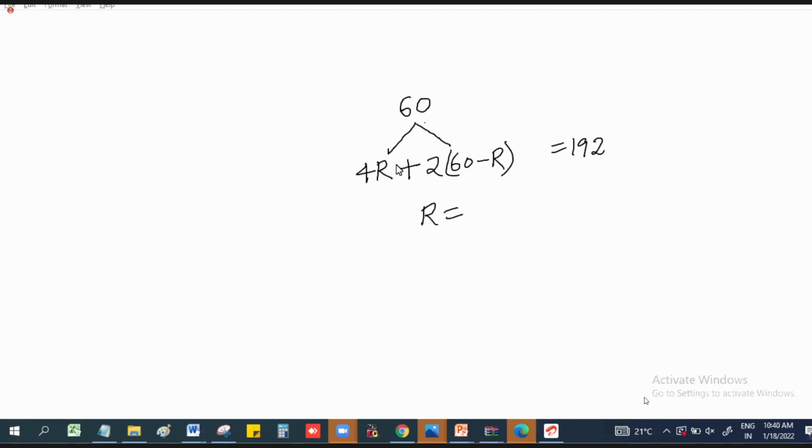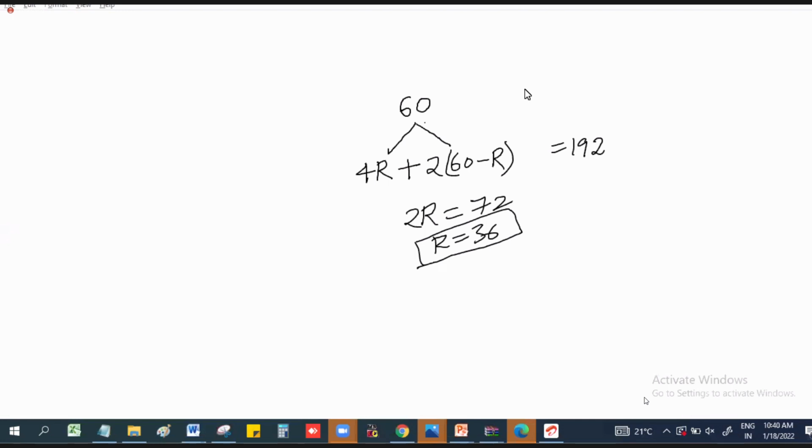So 4R plus 120 minus 2R. The 120 will go to the other side, so you are left with 2R equals 72. Then R will become what? 36. So the second way of solving is this, by using a single equation.